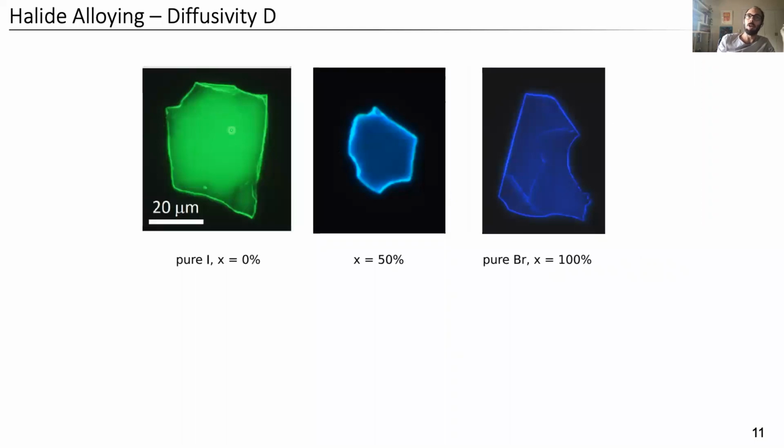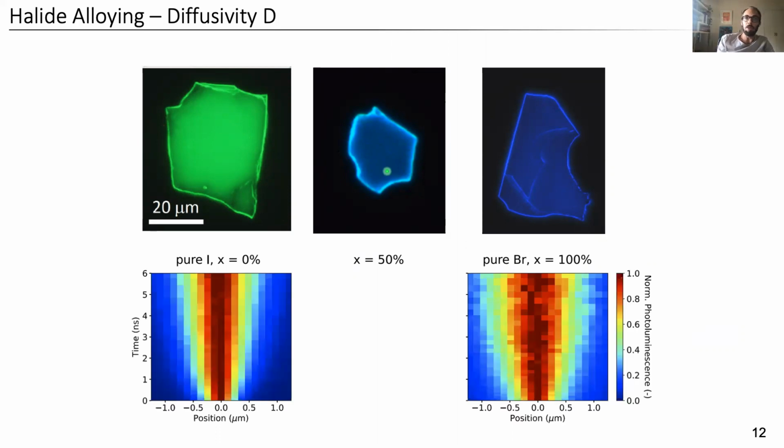So we have pure iodine, pure bromide. We also have the mixed case. What you can already see here of the 50-50 on this fluorescence microscopy image is this very nice homogeneous color at the center of this crystal, again indicating the phase purity of this material. So we do the measurements.